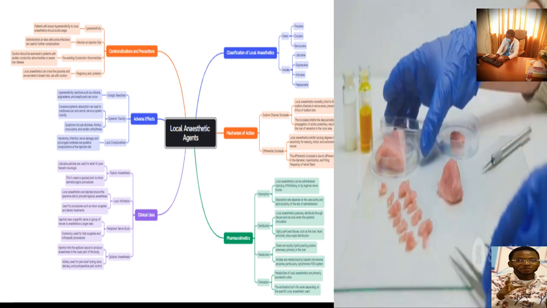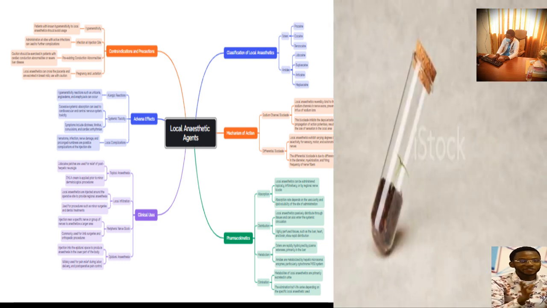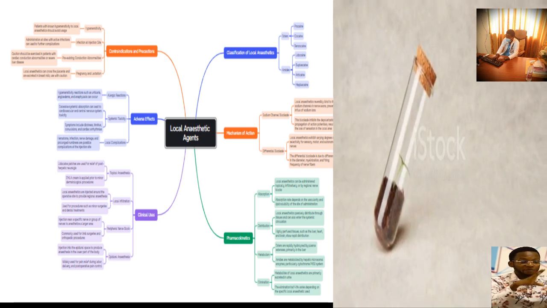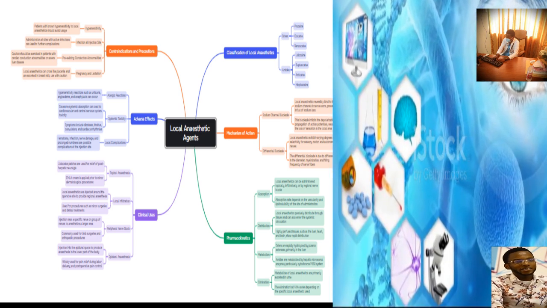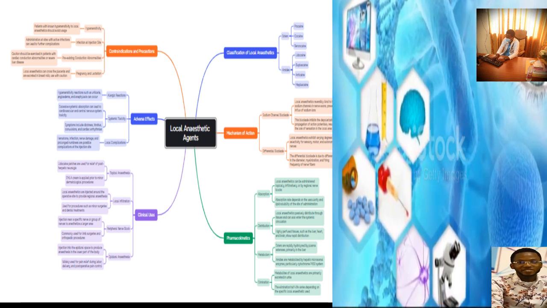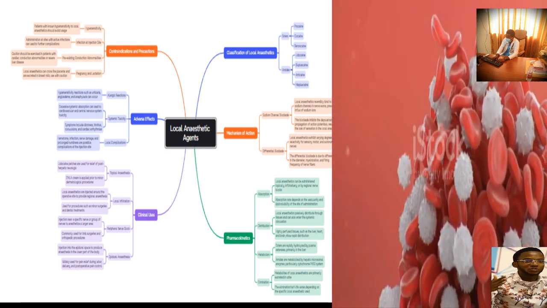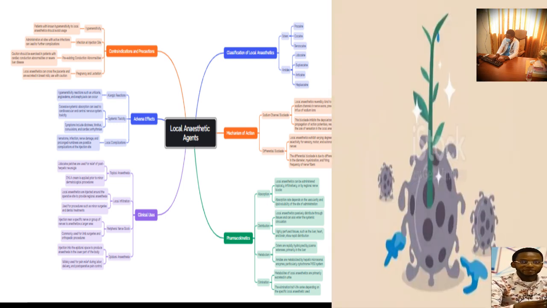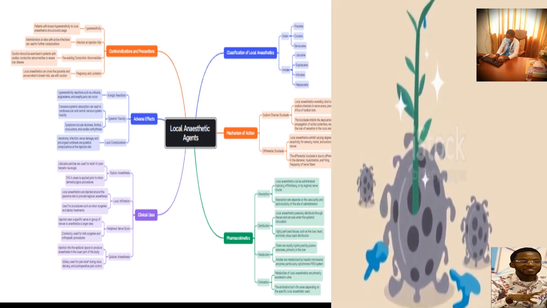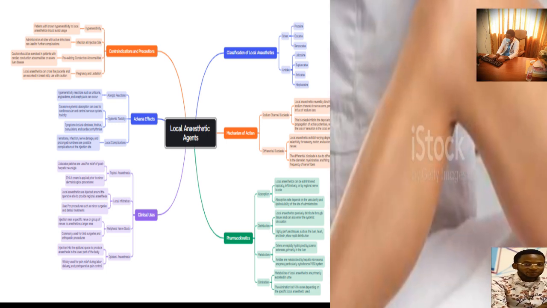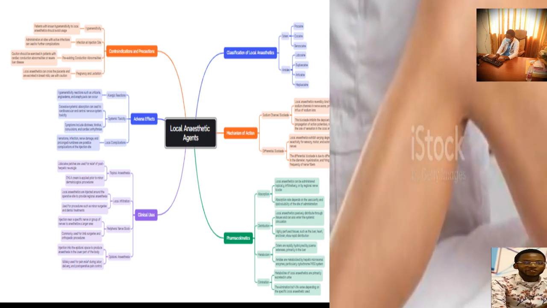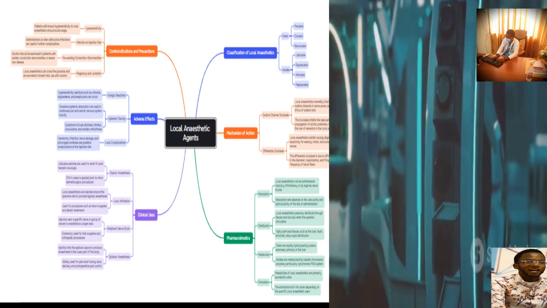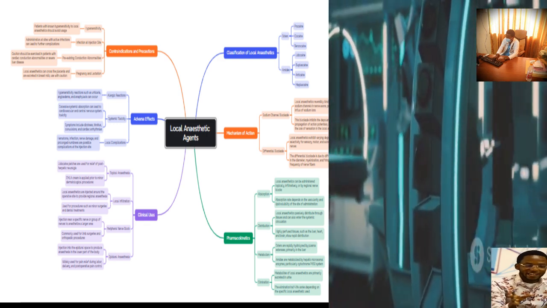Local anesthetics can be applied in several ways. Topical application, applied directly to mucous membranes or skin. Local infiltration, injected into the tissue to provide anesthesia in a specific area. Nerve blocks, targeting specific nerves or nerve groups to block sensation over a larger area. Intravenous regional anesthesia, IVRA, used in limb surgeries with a tourniquet to isolate the anesthetic.